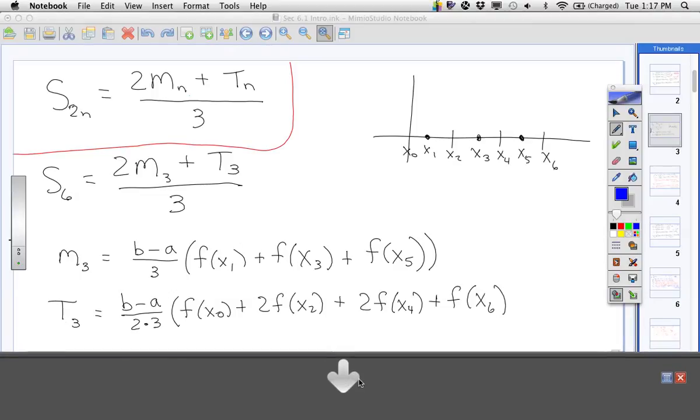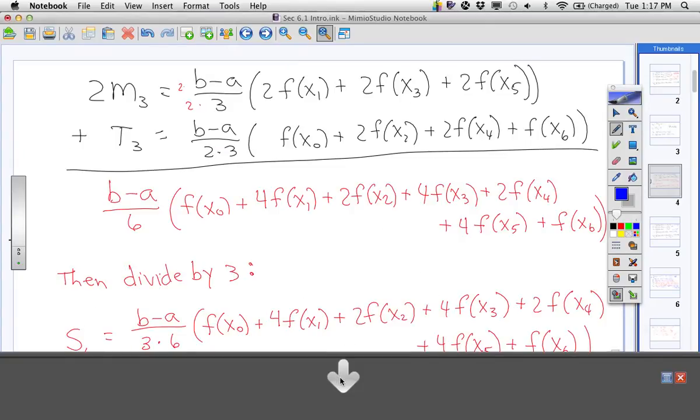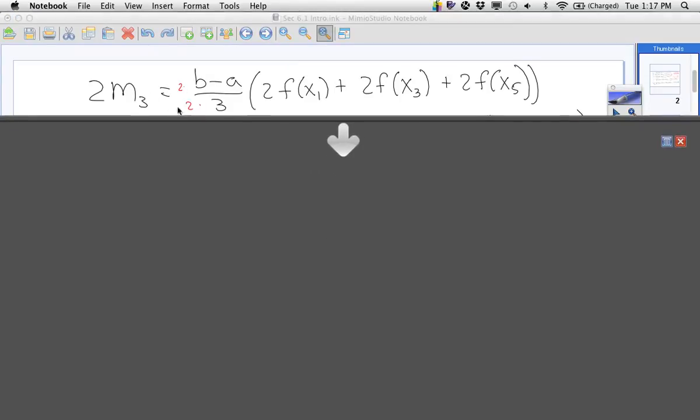Okay, here's my T3. So I got B minus A over 2 times N, 2 times 3. And then I use X sub 0, I use X sub 2, X sub 4, and X sub 6. But I do 2 of those, 2 of those. Okay, now, next page, I'm going to add these up, but I got to do 2 of the M3s. Okay? So here's, now ignore that red just for a minute. So here's 2 of the M3s.